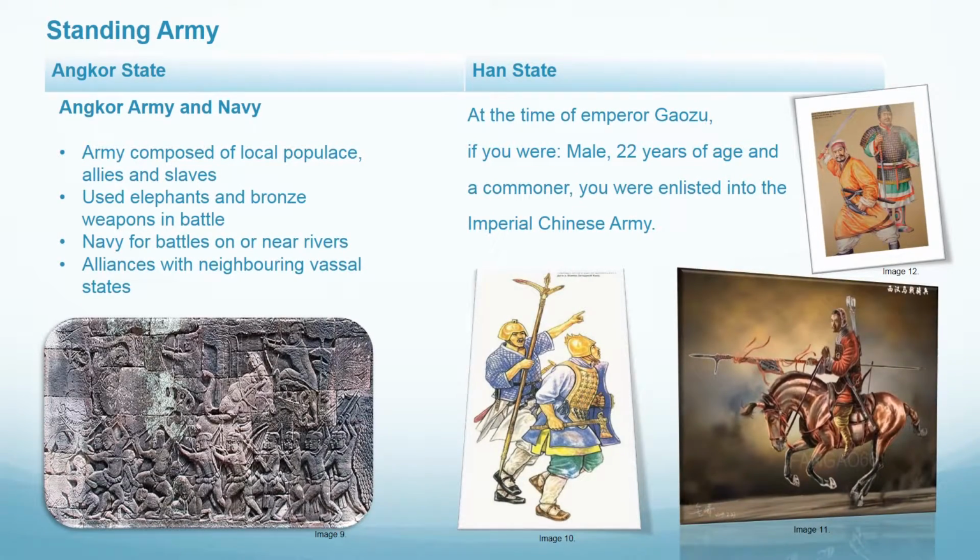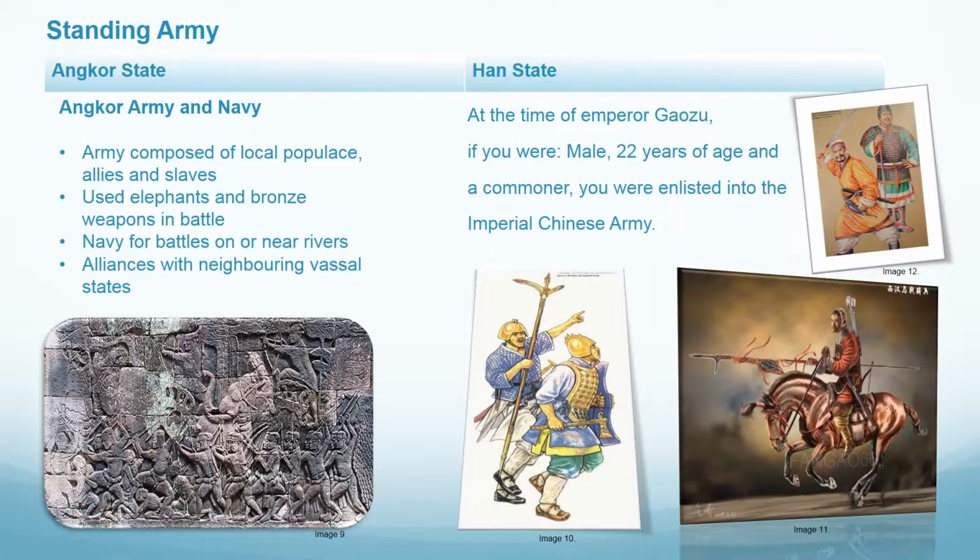As Angkor developed in power and strength, it amassed a large military force. The Angkor army was composed of local populace, allies and slaves. They used elephants and bronze weapons in battle. The navy was used for battles on or near rivers and transporting troops. Alliances with neighbouring vassal states also occurred from time to time.